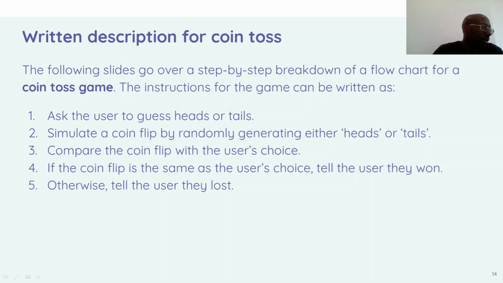All right, now let's bring it to the full screen. Written description for coin toss. The following slides go over a step-by-step breakdown of a flowchart for a coin toss game. This is activity 3. The instructions for the game can be written as: ask the user to guess heads or tails.